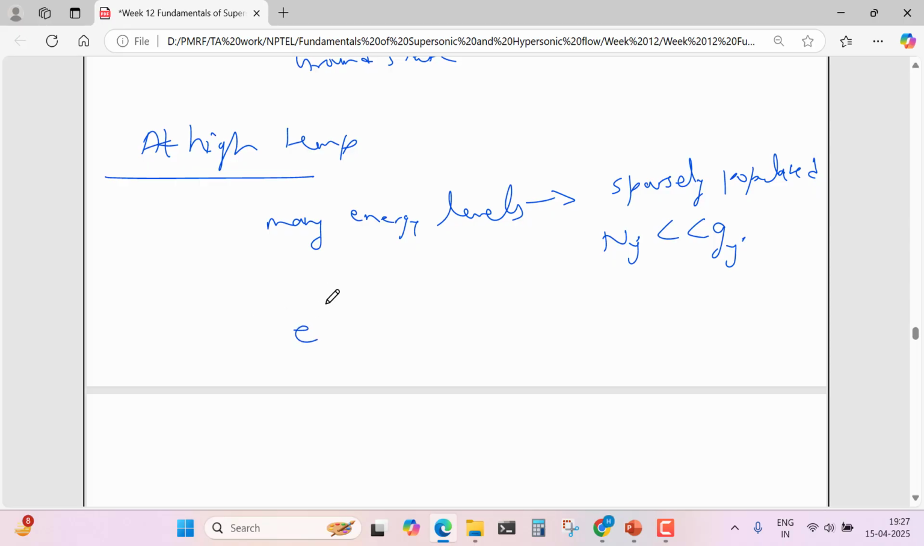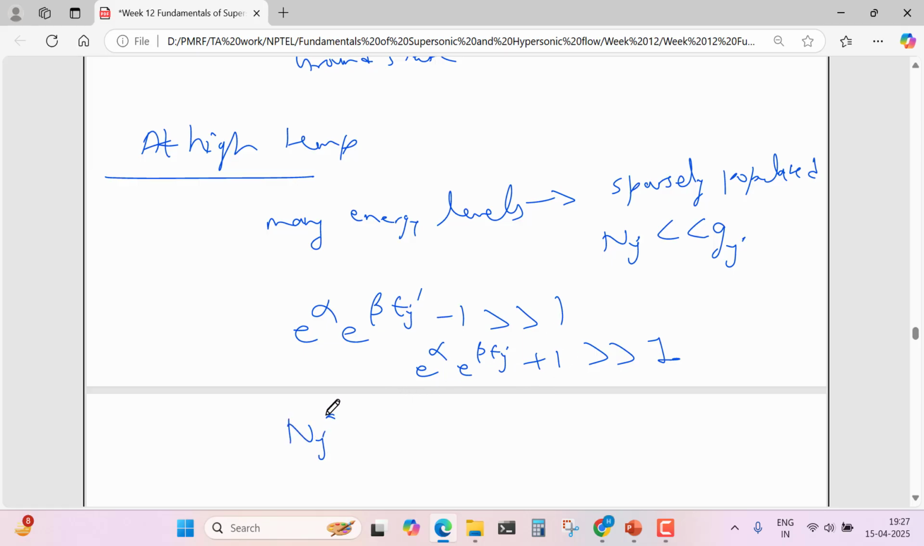The term e to the power alpha, e to the power beta epsilon j, minus 1 will have a value much greater than 1, and e to the power alpha, e to the power beta epsilon j, plus 1 will also be much greater than 1. So we can ignore the 1. So the distribution will become Nj star equal to gj e to the power minus alpha, e to the power minus beta epsilon j, which is called the Boltzmann distribution.